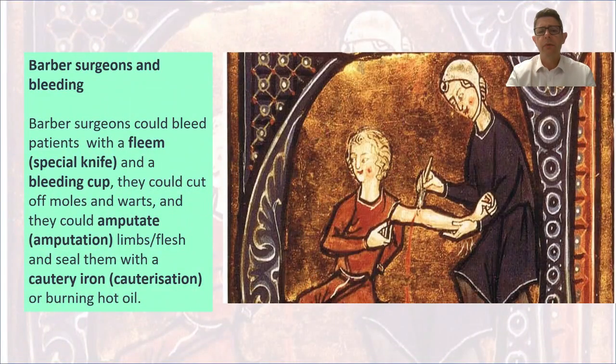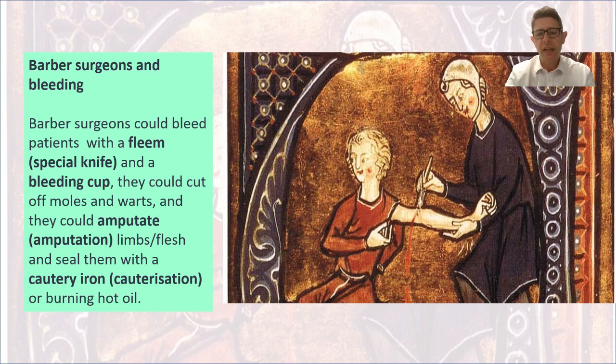Barber surgeons obviously were doing bleeding as part of the four humours. The idea that there was too much blood in the body is making people ill, so they developed special equipment for this. In particular, developed a fleam, which was a special knife that had on the back of it a little sort of bit that allowed the blood to run smoothly down the back of the knife into a bleeding cup, which obviously could measure the amount of blood that was being bled. So it was a bit more accurate than the doctor simply bleeding you with leeches.